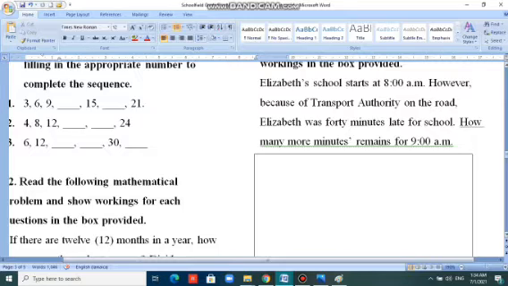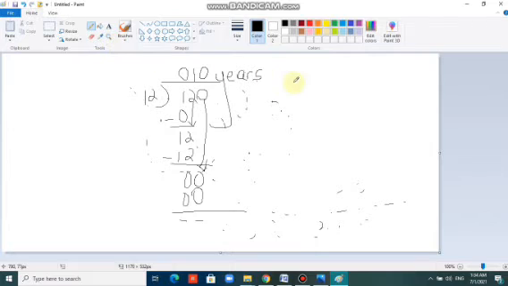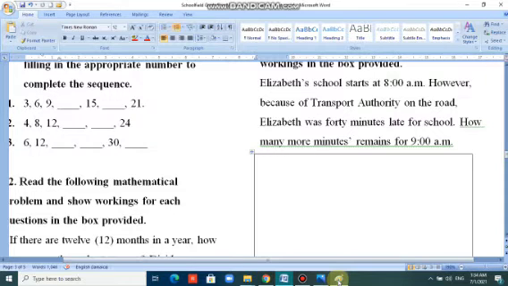But the question asks you for minutes. How many minutes? So we're looking at the minutes now, but we also have to keep in mind the hour. All right? So, you know that from 8 o'clock to 9 o'clock, it's 1 hour. So, keep in mind the hour, but they ask you for the minutes. How many more minutes remains for 9 o'clock? So, let us work this out. All right, so, let me go back to the question again.